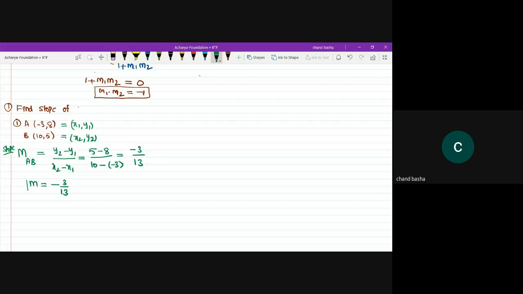And remember, slope is not the distance, guys. Slope is not the distance. Slope is what? It is a different concept. The difference of y coordinates upon difference of x coordinates. It is not the distance. Remember that point.